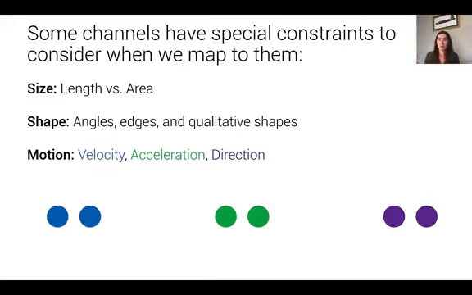But if motion is something that's engaging, visually compelling, something you want to experiment with in your own visualizations, we can map motion using a number of different factors, including velocity, acceleration, and direction.